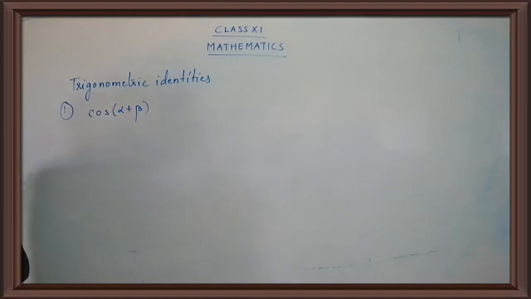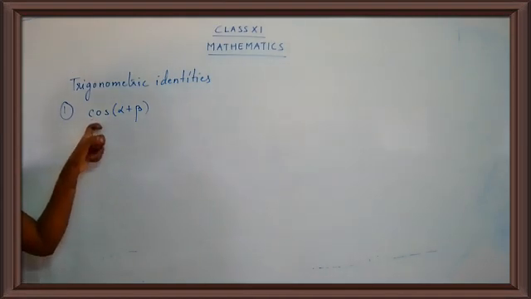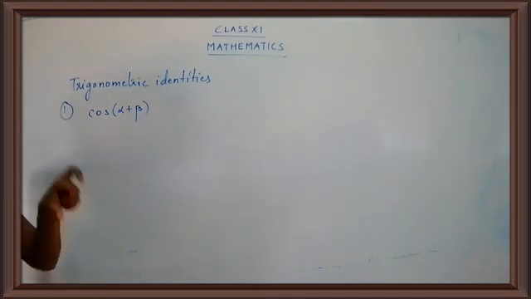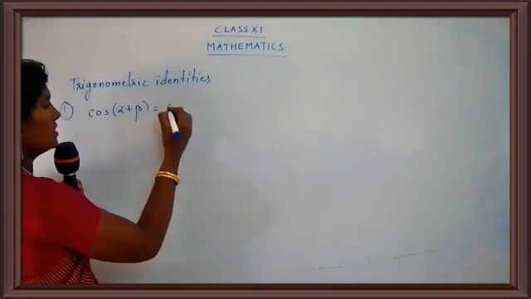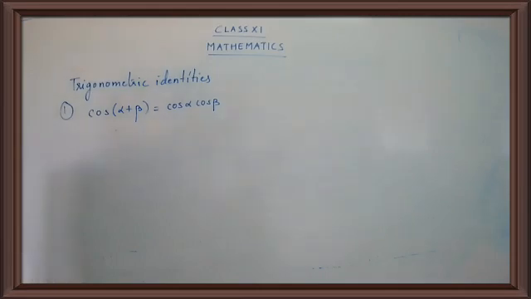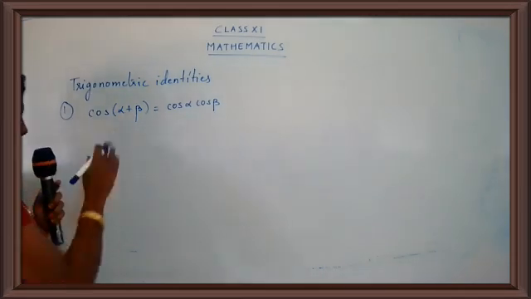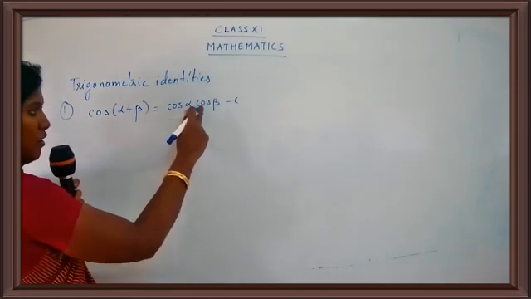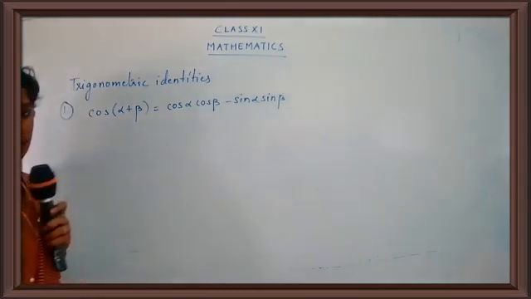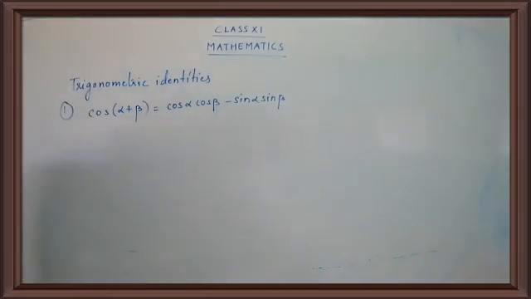So what's that? Cos of alpha plus beta. So remember, when you have cos, you have cos and sin. When you have cos, you are going to take cos together and sin together. So this is cos alpha cos beta, and for the cos you have to change the sign. So the plus will change into minus. So what do you get here? Cos alpha cos beta, and here you get sin alpha sin beta. Are you clear with the first identity children? So what is cos of alpha plus beta? Cos alpha cos beta minus sin alpha sin beta. This was the first identity that we have seen.